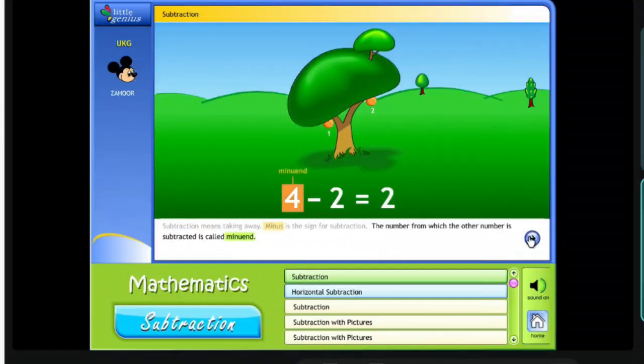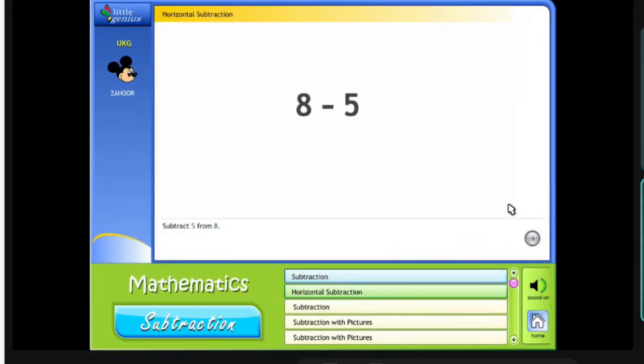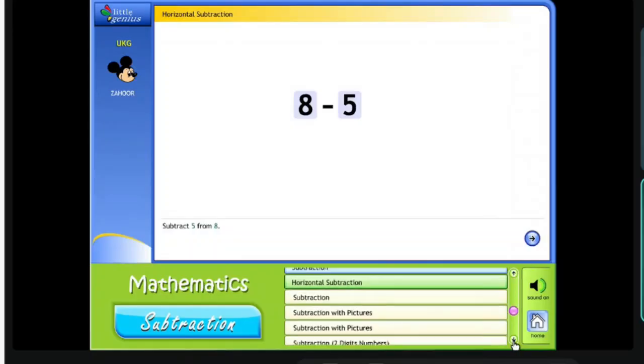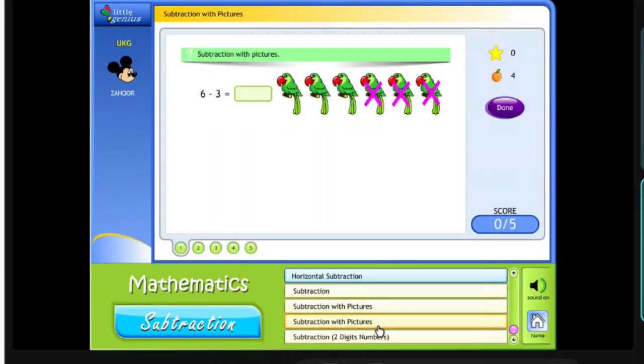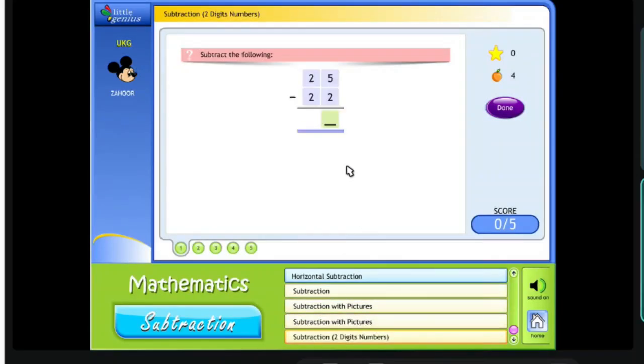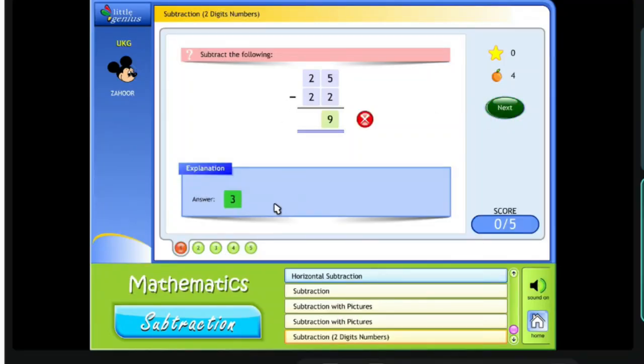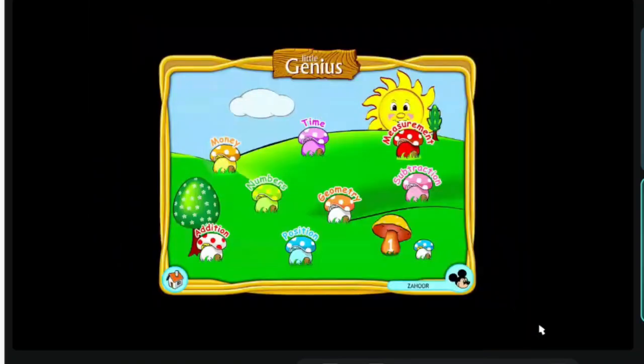The number from which the other number is subtracted is called the minuend. The number which is subtracted is called the subtrahend. So this way, horizontal subtraction. Subtract 5 from 8. Then subtraction problems. This is the most important area, where children will have many varieties of questions. Here you can see various types of questions. They can answer here. If the answer is wrong, it will tell you it is wrong and give the right answer here. If the answer is right, you can see the score here also. So this is one section.